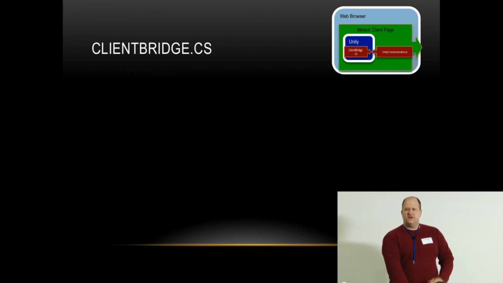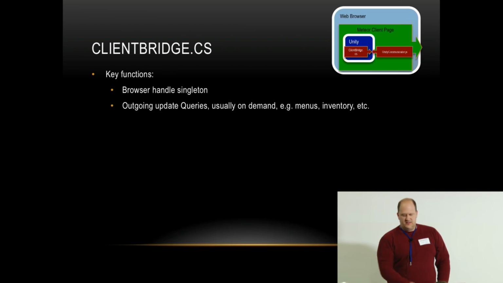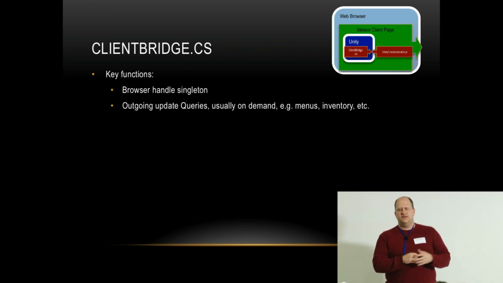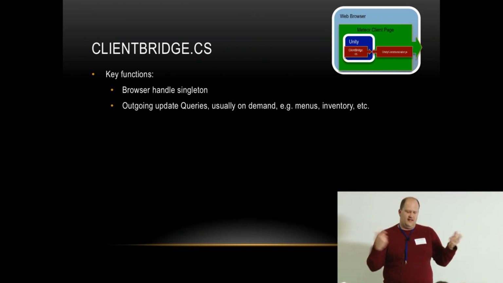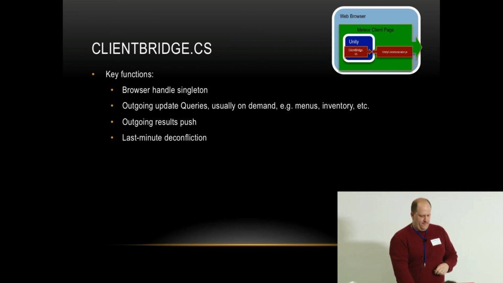So from client bridge going out to Meteor, its major job is, it has a handle to the browser that contains it. It sends out queries, because we can't send all of the information about the game world into Unity at once. So if I start on the main menu and I say, I want to play a game in this area, that's when Unity says, I need information about that area, right? And Meteor sends it. Of course, my answers to each puzzle have to go out.